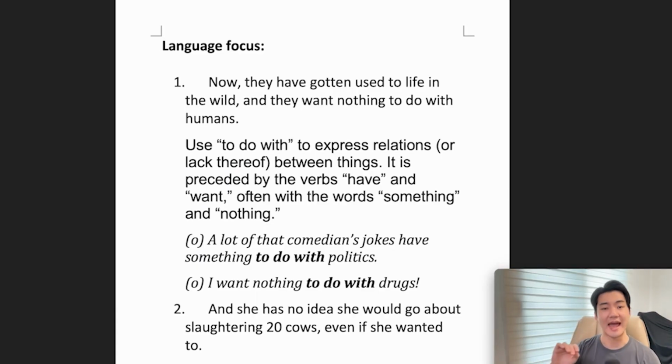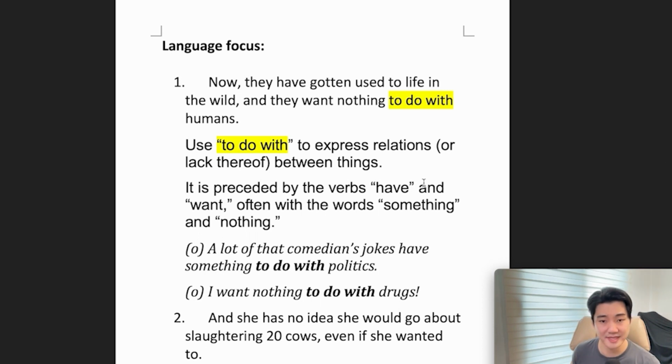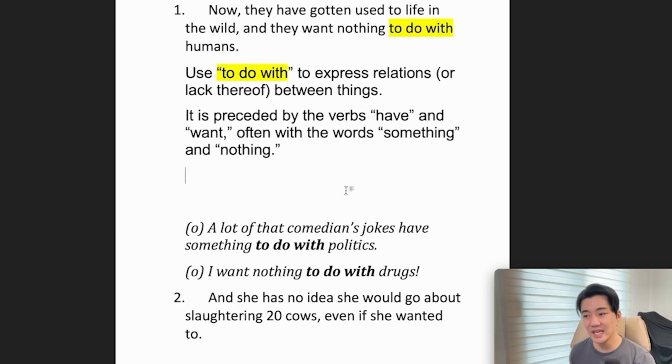1번. Now they have gotten used to life in the wild and they want nothing to do with humans. To do with is what we're going to practice today. Use to do with to express relationships or lack thereof between things. It is preceded by the verbs have and want, often with the words something and nothing. Let me explain. Don't worry. In my personal opinion, we're talking about this. Okay, to do with.